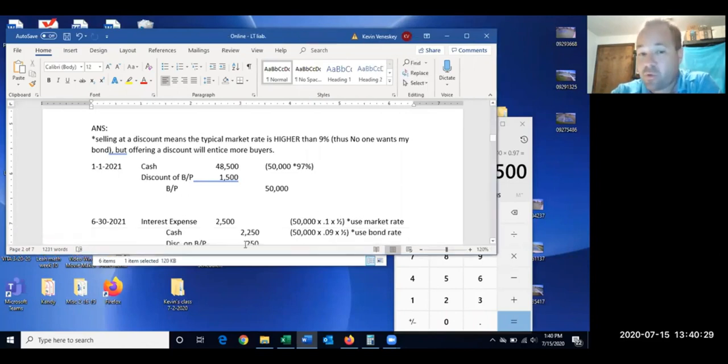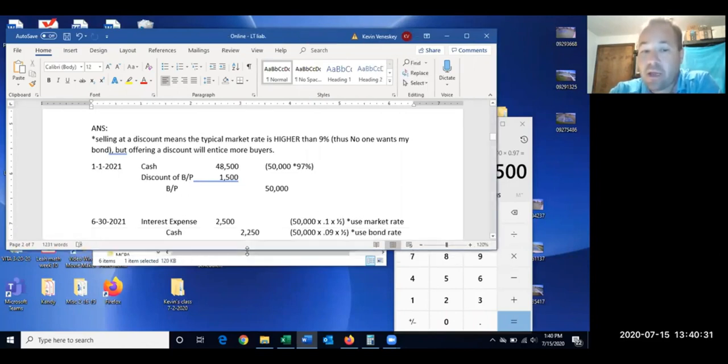Now, even though that's $2,500, that's not what I'm paying to my bondholders. It's stated that they only get 9%. But you think, hey, wait, you calculated 10. Well, there's a reason for that.